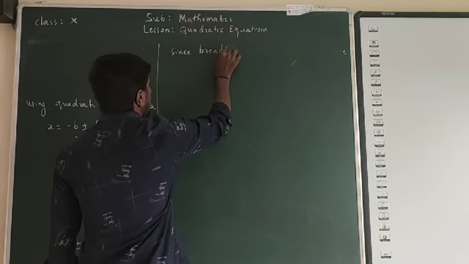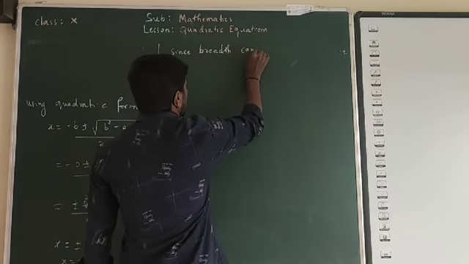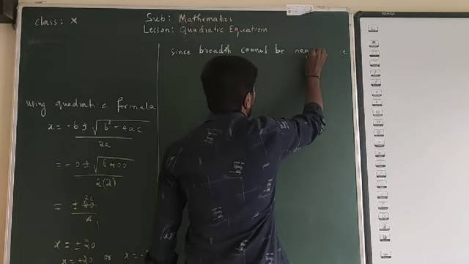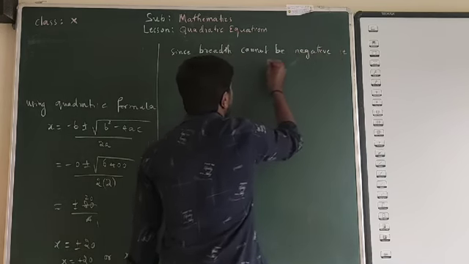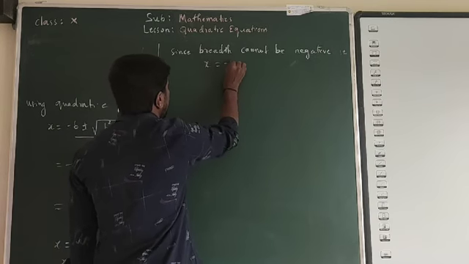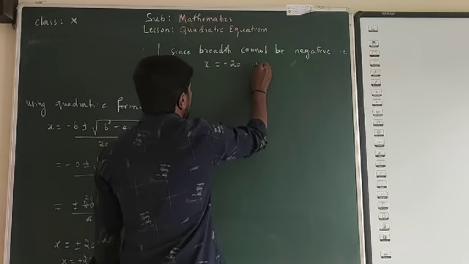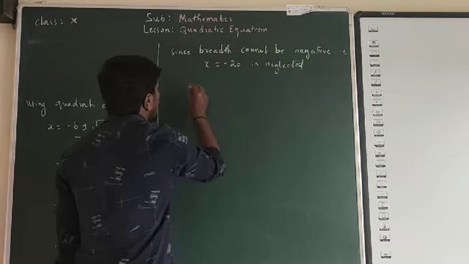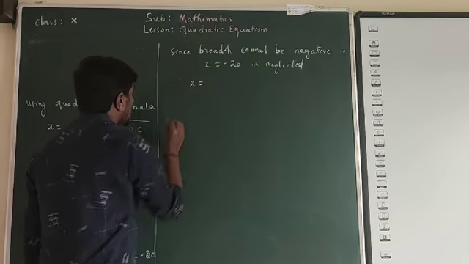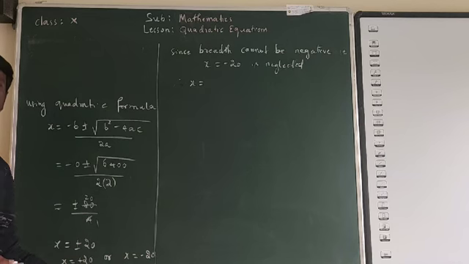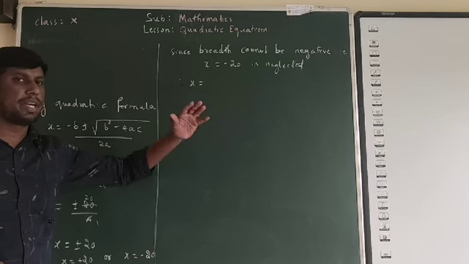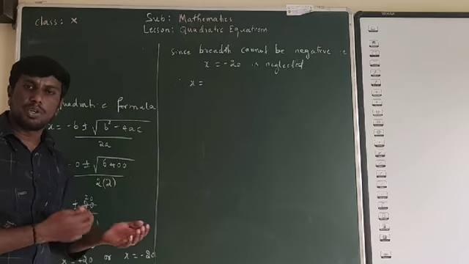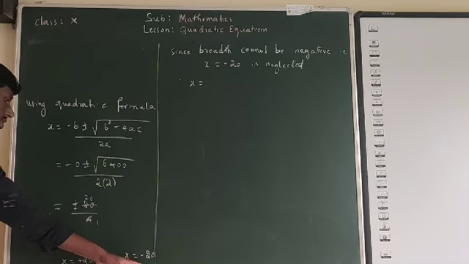Since breadth cannot be negative, x is equal to minus 20 is neglected. Therefore, x is equal to minus 20 is neglected because x we have defined as the breadth of the rectangular mango grove. Breadth cannot be a negative value, it should be a positive value. So therefore it is neglected.